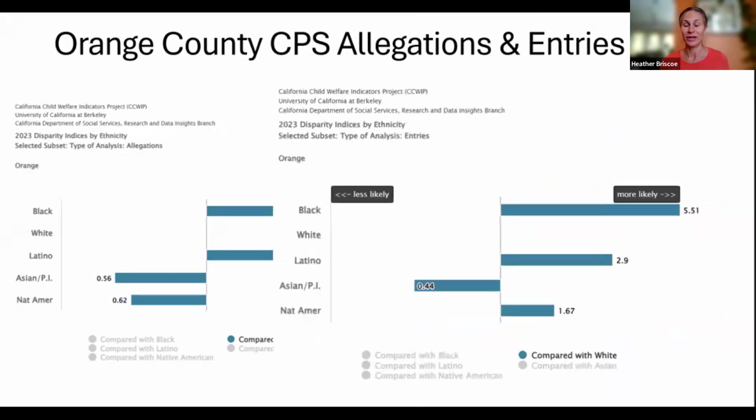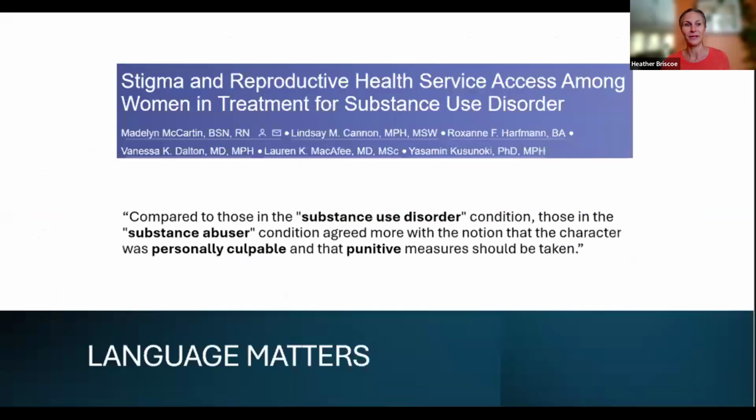And then when it comes to entry to care, those are even more exaggerated, with our Black children 5.5 times as likely to enter care than white children, and Latino children almost 3 times as likely to enter care. So the patient's fear of coming into care is not unfounded.